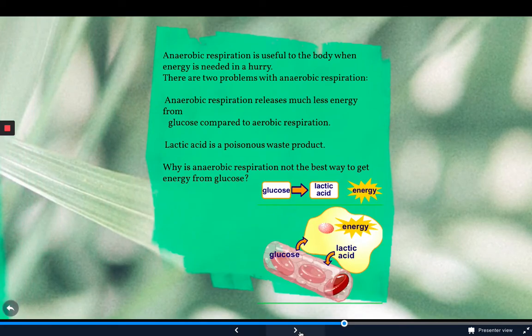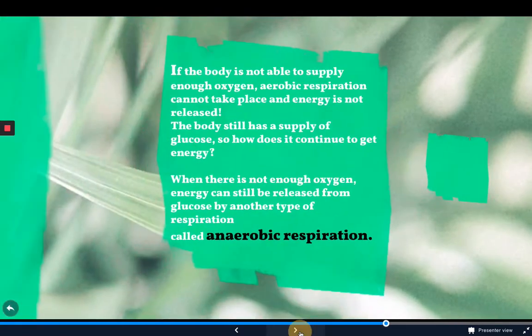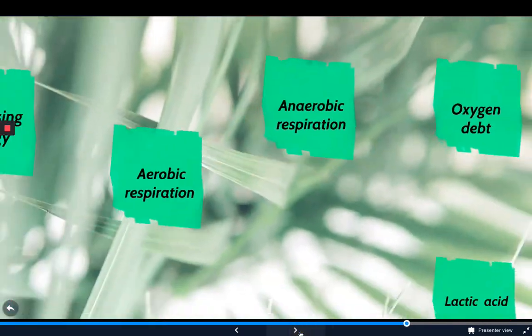There are two problems with anaerobic respiration. The first one is that anaerobic respiration releases much less energy from glucose compared to aerobic respiration, so it's not productive. Lactic acid is a poisonous waste product. That is the second problem. Why is anaerobic respiration not the best way to get energy from glucose? So, let's find out why lactic acid is poisonous.